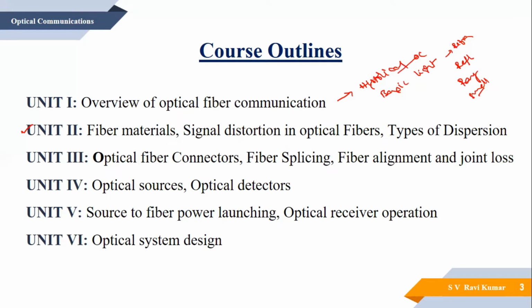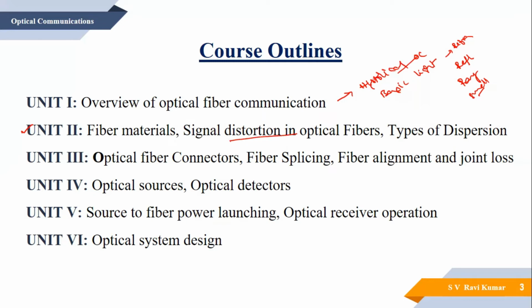At the same time, what type of distortion is going to be observed in the optical fibers, and attenuation, absorption, and scattering and bending losses, core and cladding losses, like this. And what is the information capacity of the optical fiber? All the things are going to be discussed under this title, signal distortion in optical fibers.